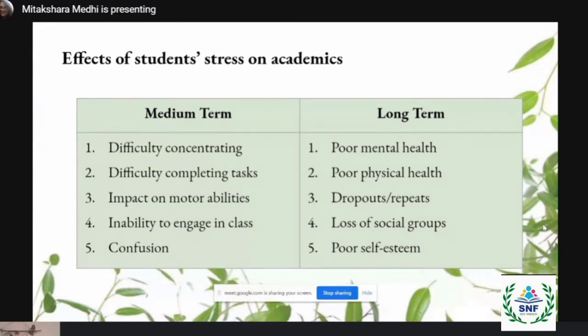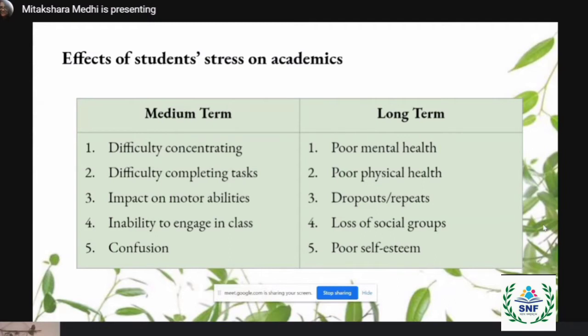Another long-term effect that we often don't talk about is dropouts and repeats. We usually, when we are stressed, we're not able to think, we're not able to give our exams properly. We may not perform well in our exams, which may make us repeat the same semester, repeat some papers the next semester.